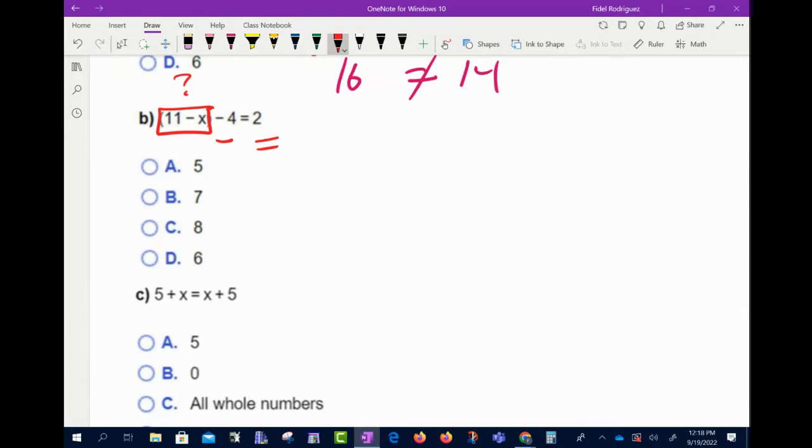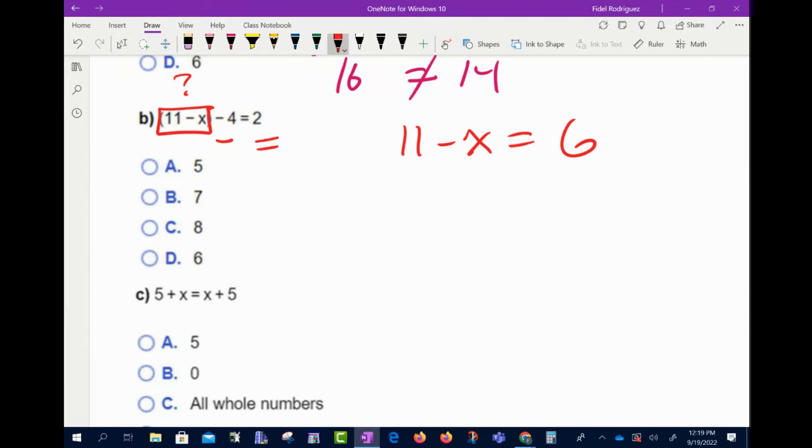Anyone know? I have a certain number of blocks here, and I don't know how many. When I take away 4 of them, I'm left with 2. How many blocks did I start off with? Anybody know? So I took away 4 of them, and I was left with 2. How many blocks did I start off with? We started off with 6, right? Didn't that make sense? If I had 6 blocks, I took away 4, we're left with 2 of them. So that's telling me that my number, 11 minus x, is equal to 6.